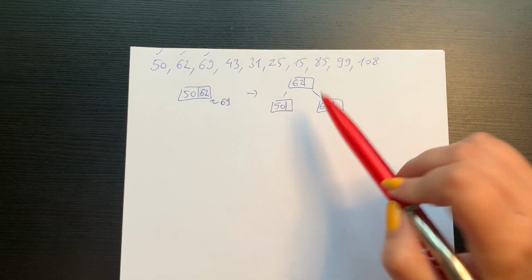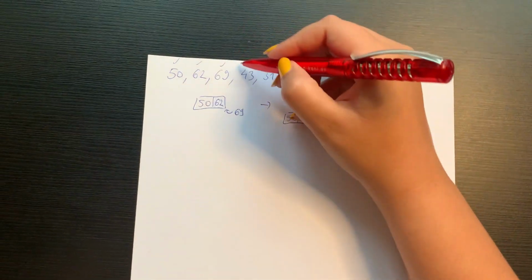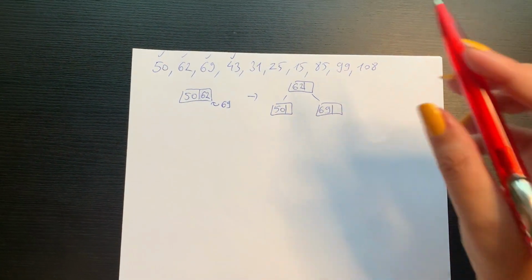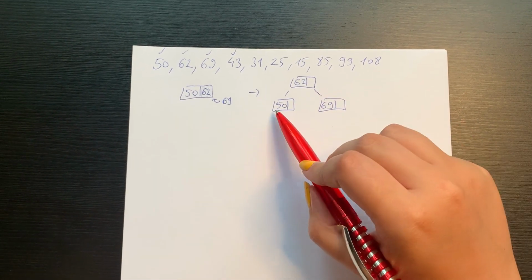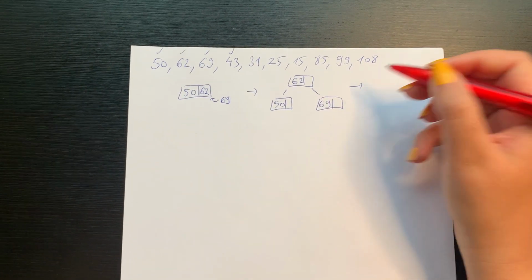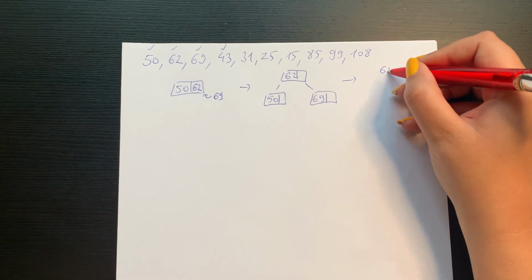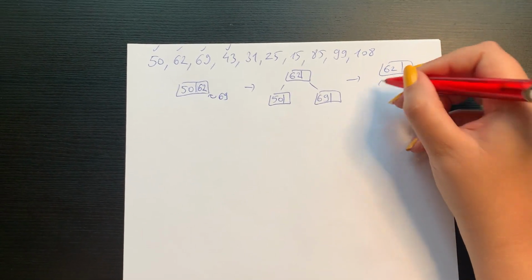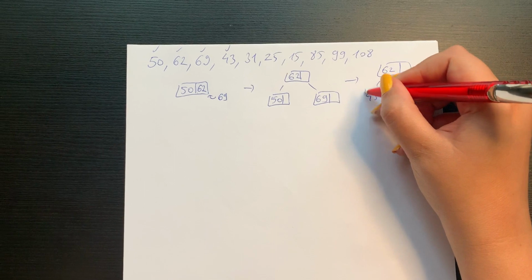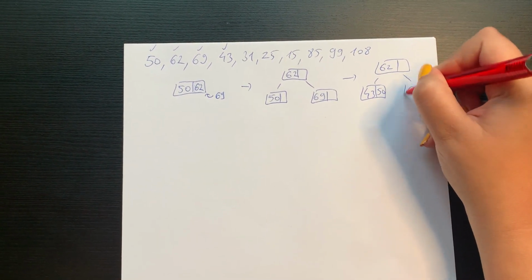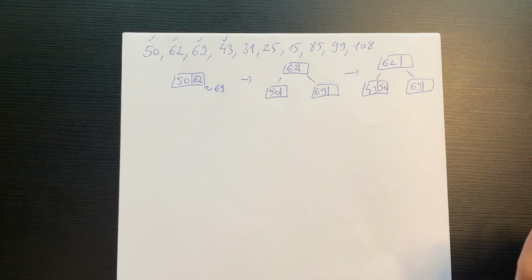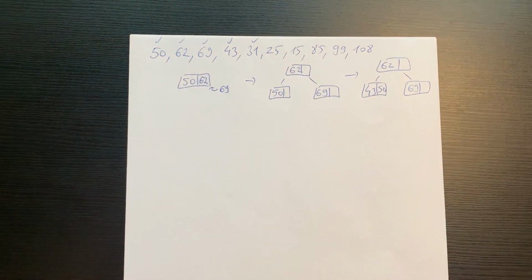Okay. Now we need to insert 43. Where do we go? Well, 43, it's smaller than 62, but it's also smaller than 50. So what we're gonna do, we're gonna swap it. So it's gonna be 62, 43, 50, and 69.